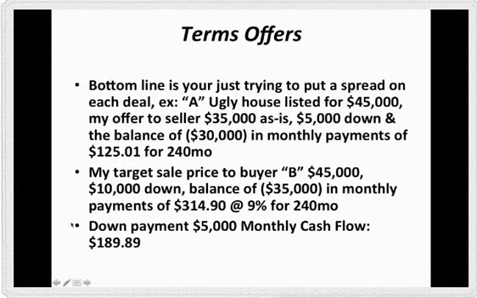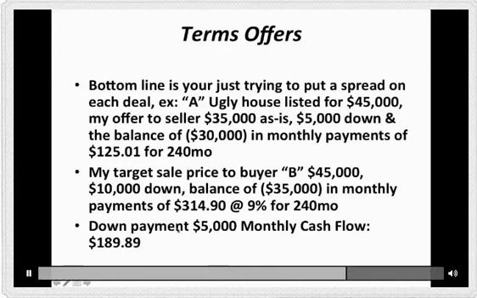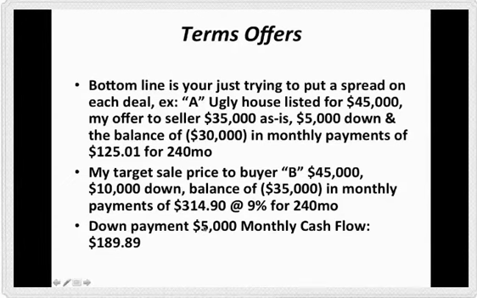So down here on the bottom, the down payment that we would receive from this transaction would be $5,000 and $189 a month in net cash flow. That's the difference between what's going out the door to the seller here at $125.01 and what's coming in from our buyer right here at $314.90. This is a net number. You do not pay taxes and insurance on top of this because your buyer pays taxes and insurance on top of that. And with this interest rate right here, you can see how powerful this little bitty deal turned into.